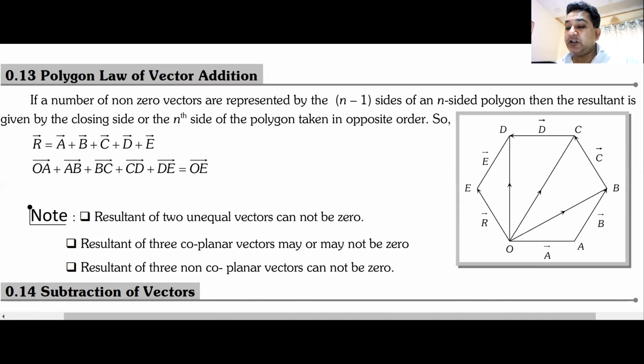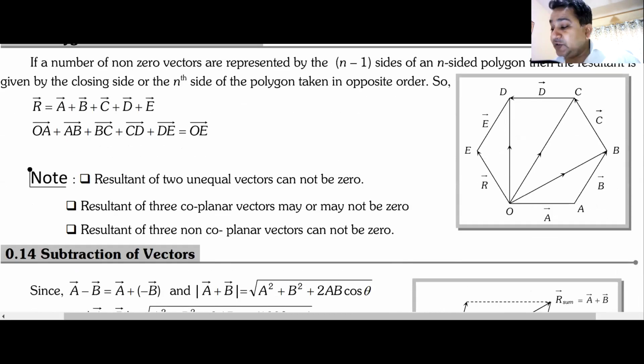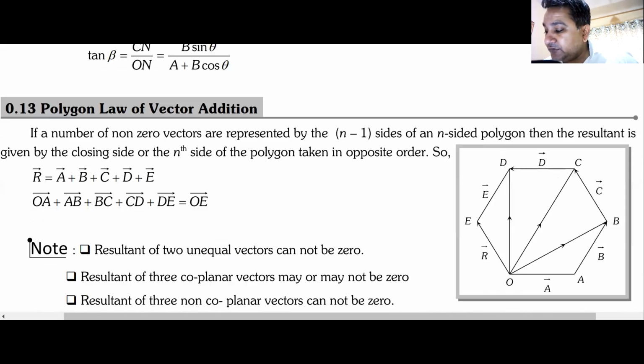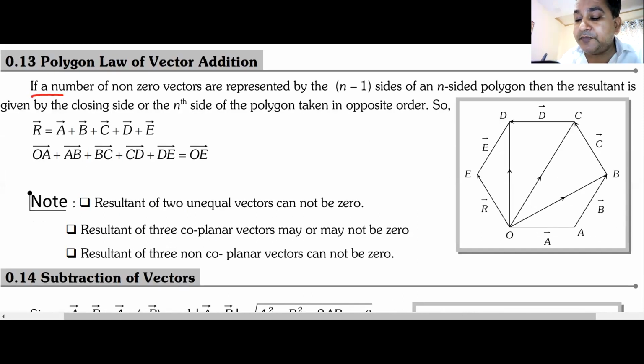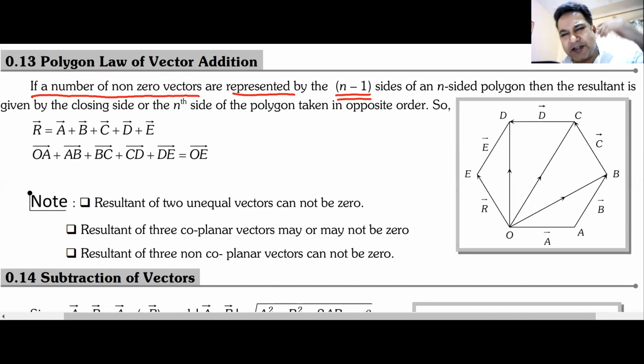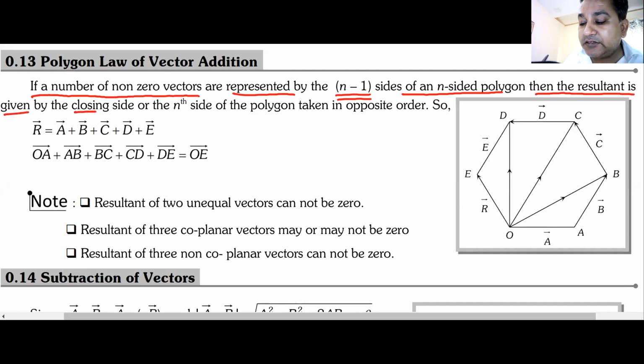So this is polygon law of vector addition. What does this polygon law of vector addition state? And I will say, if a number of non-zero vectors are represented by n minus 1 sides, it can be 3, 4, 5, 6 sides of an n-sided polygon, then the resultant is given by the closing side or the nth side taken in the opposite order.